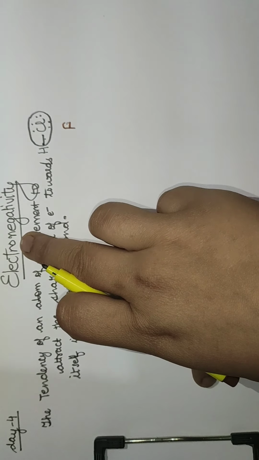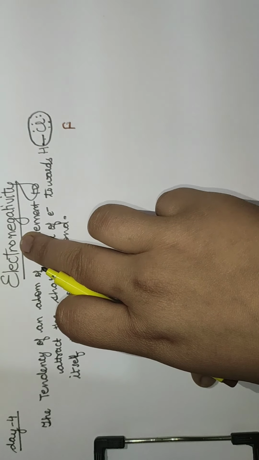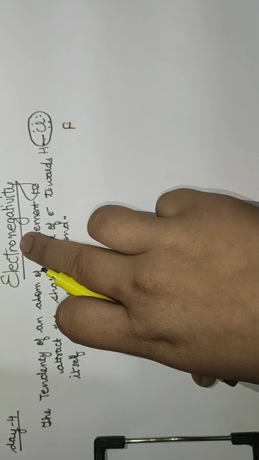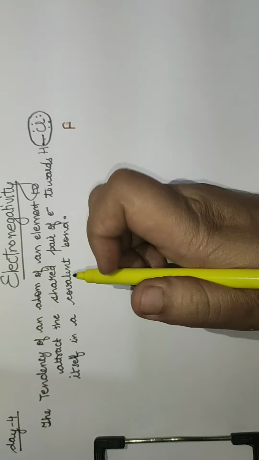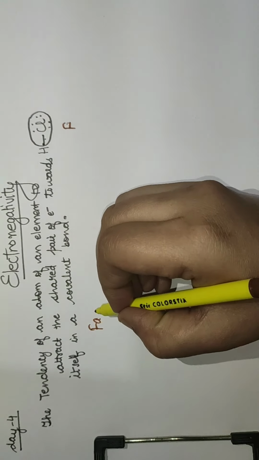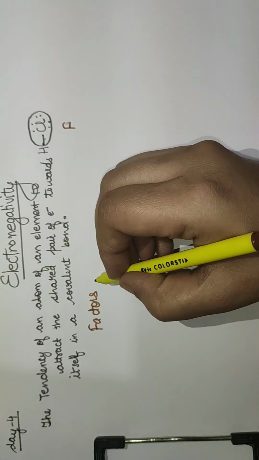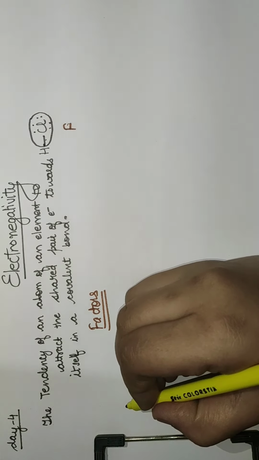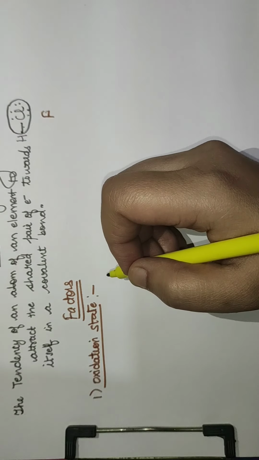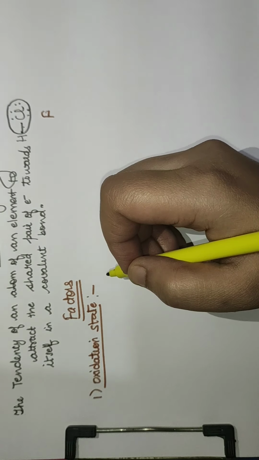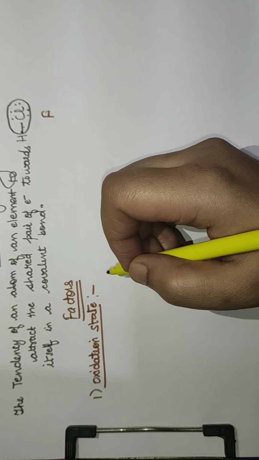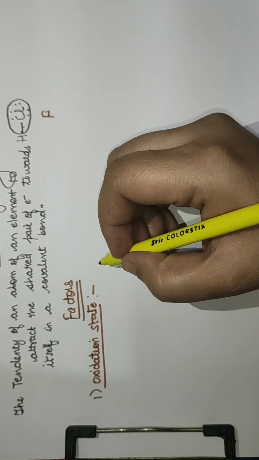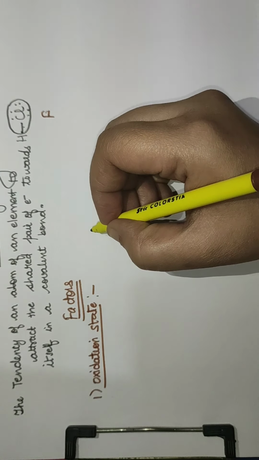More. Now we are going to discuss the factors which are going to affect the electronegativity. So what are these? The first one is going to be oxidation state. What is it? In general, the electronegativity increases with increase in positive oxidation state.